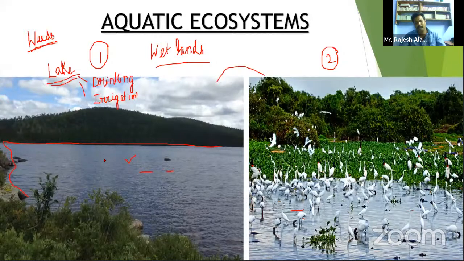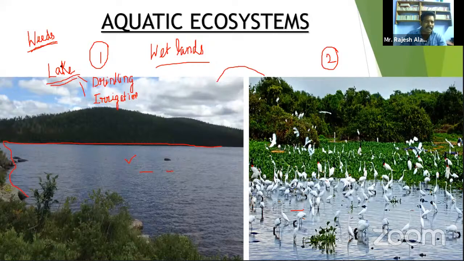So again, the lake is much deeper, right? So I can't find any plant growth inside the lake. In the adjacent area, I can find some shrubs and herbs, smaller annuals growing here. But inside the lake, see in the second diagram, inside the water holding area itself, I'm finding some vegetation. It means the water depth is very less.